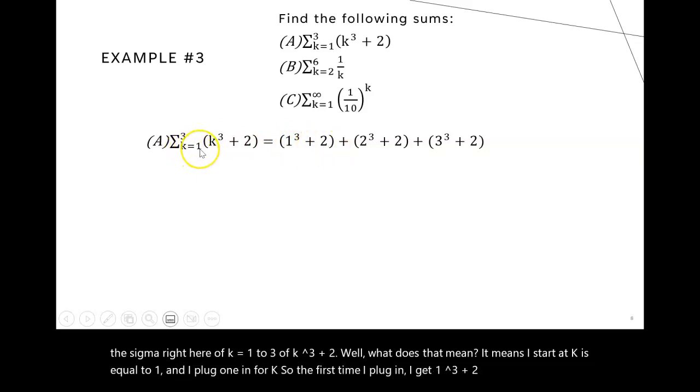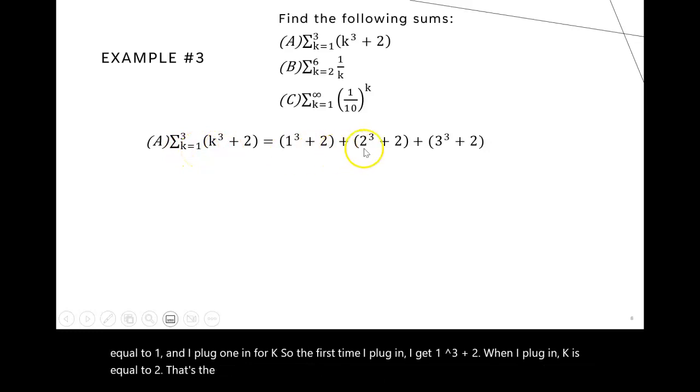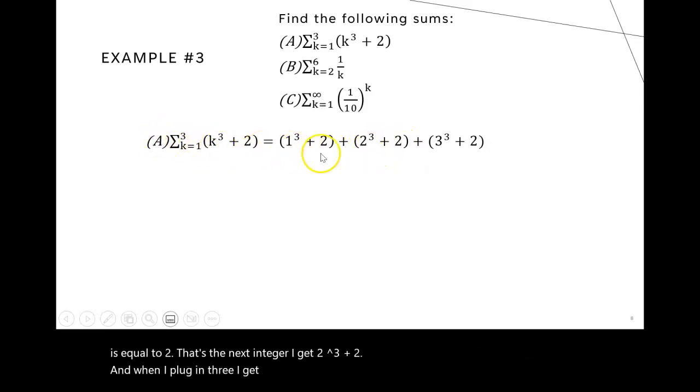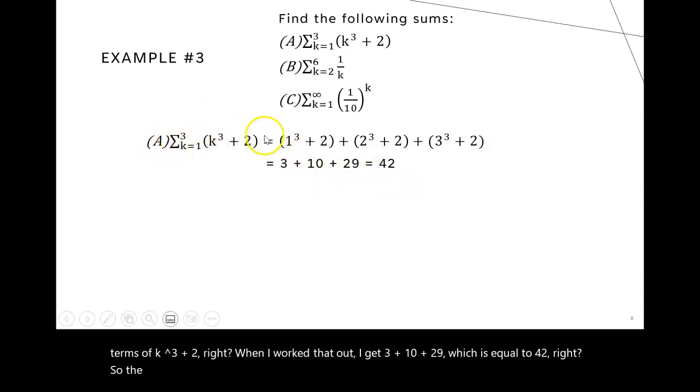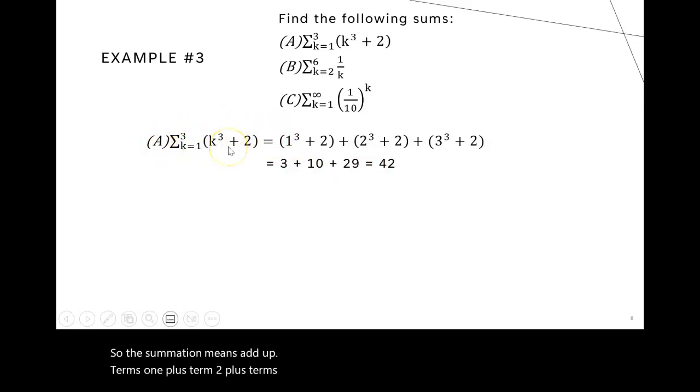When I plug in k is equal to 2, that's the next integer, I get 2 cubed plus 2. And when I plug in 3, I get 3 cubed plus 2. So all we're doing is adding up the first 3 terms of k cubed plus 2. When I work that out, I get 3 plus 10 plus 29, which is equal to 42. So the summation means add up term 1 plus term 2 plus term 3.